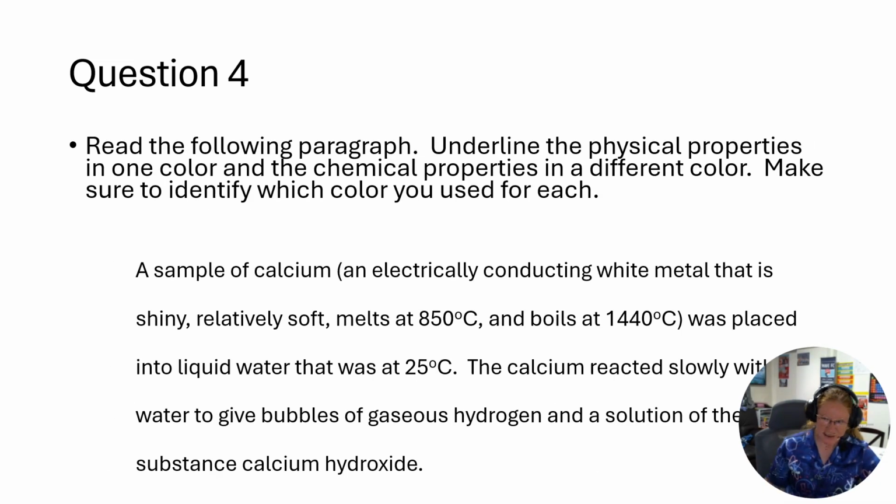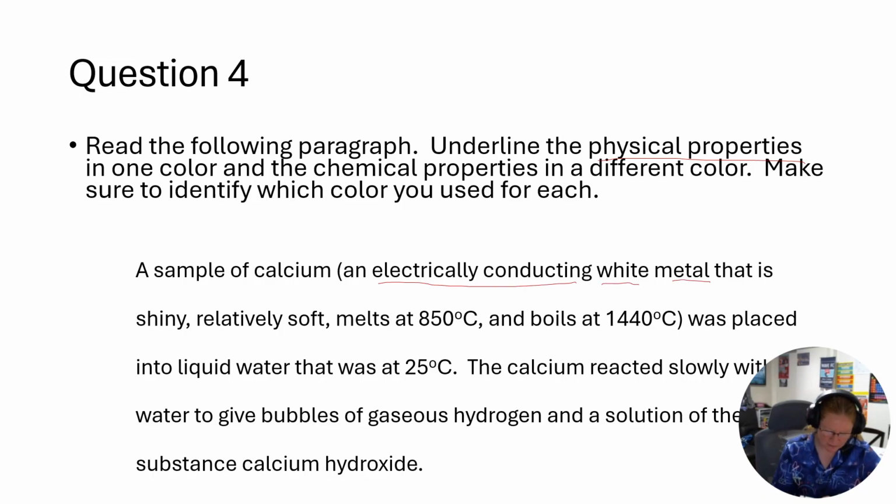All right, now this next one, I made you think about a whole paragraph and underline. All right, so we're going to underline our physical properties. I'm going to do it in red because that's the first color I tapped on. When you turn it in, I don't care what color you use as long as you let me know what color you used. Okay. All right, so I've got a sample of calcium. It says it's electrically conducting. Okay, that's physical. It says it's white. Oh, that's also physical. Metal.